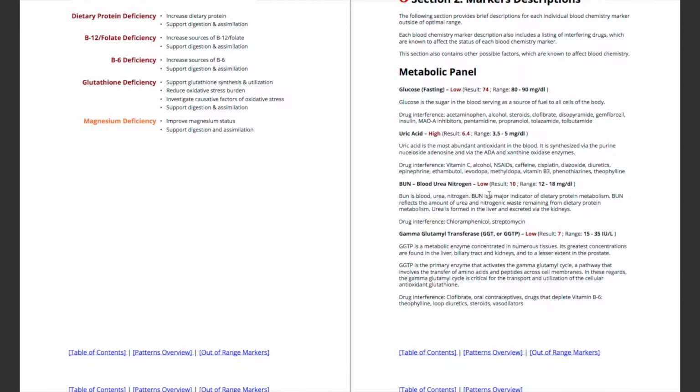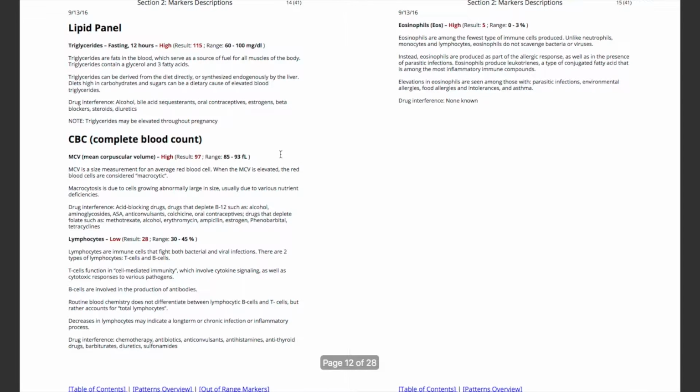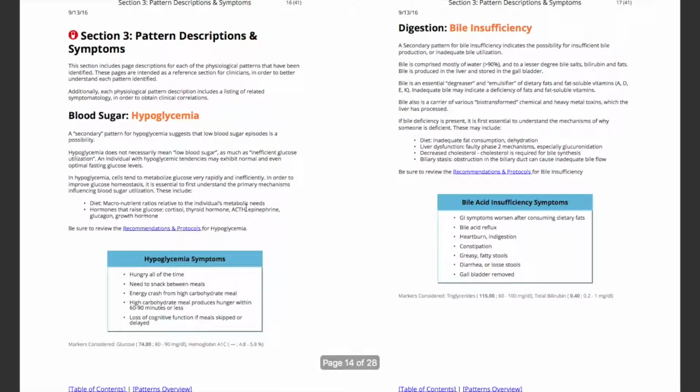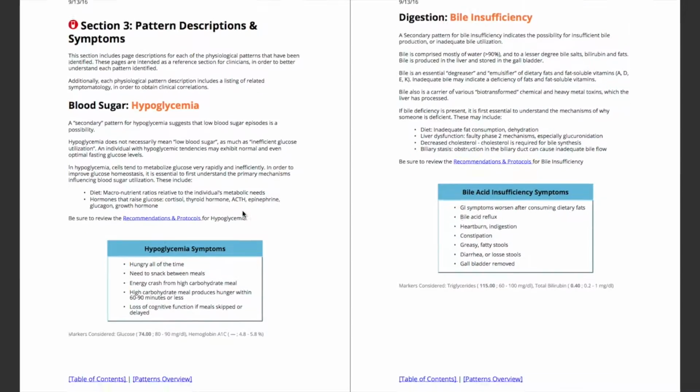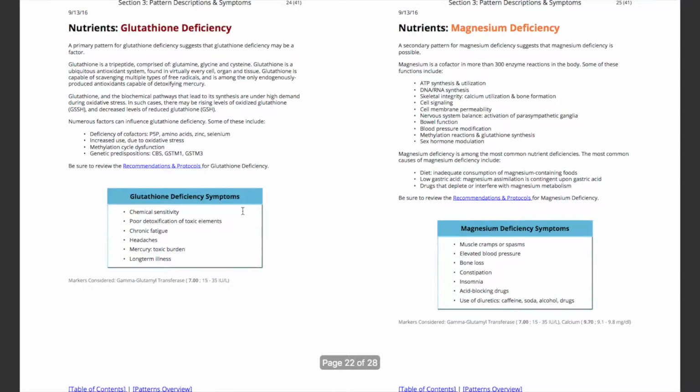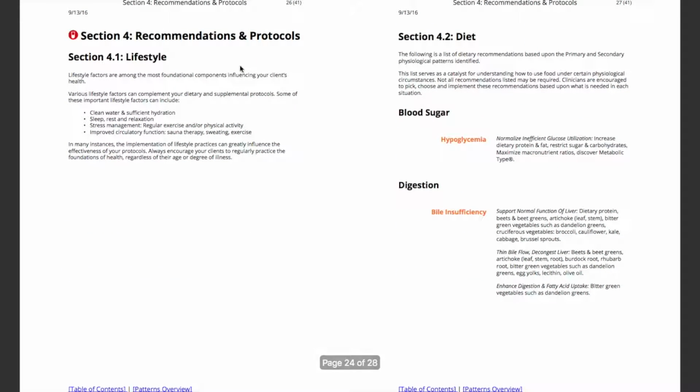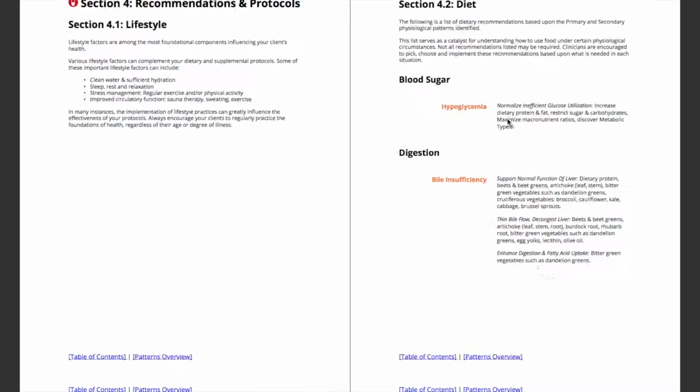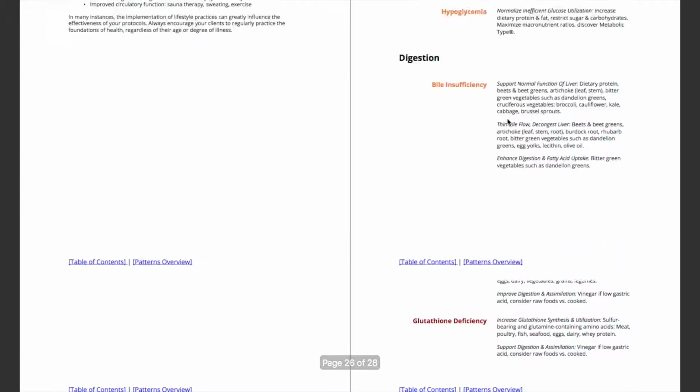And then this looks at each marker individually and educates the client as to what it's all about. So further on, we've got more descriptions about each pattern, what the symptoms are. So this can be used to correlate back to what they're actually experiencing. This is all just information supporting what I've already told you. And then we have some recommendations as to what you can do lifestyle and diet-wise to make some improvements.